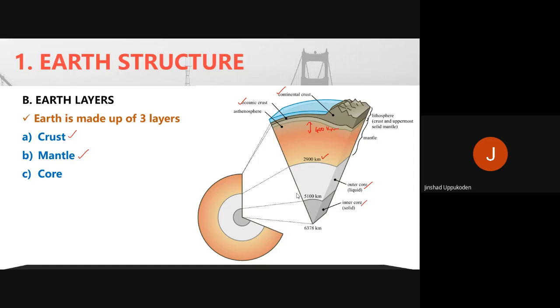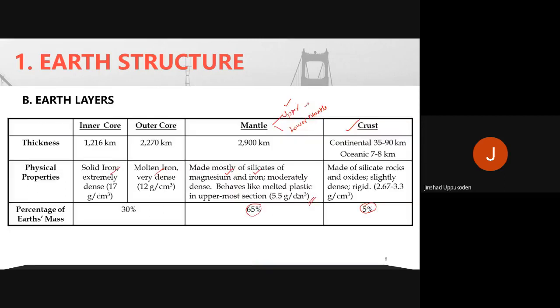So these are the basic different layers of the Earth. This is a brief idea of the layers and their thickness. Don't consider this to be the radius, this is the thickness. As I told you, earthquakes occur in the crust or in the upper mantle.